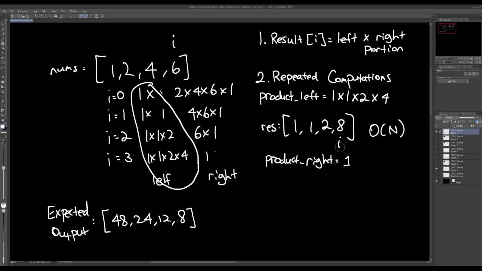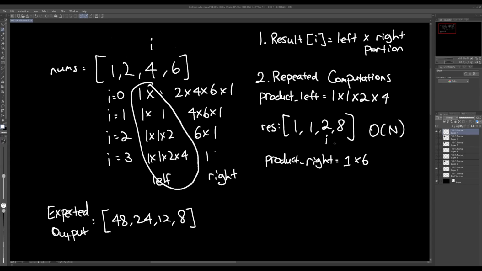Again, before we move on, we have to update this product right, because we're going to be moving this i to the left. And while we're at the left, we want to know what is the product of everything to the right, which is 6 this time. Great. So before we move on, we'll say 1 multiplied by the value of nums i, which is 6. Great. Let's move on. Next iteration.